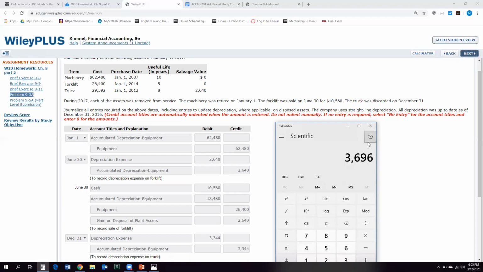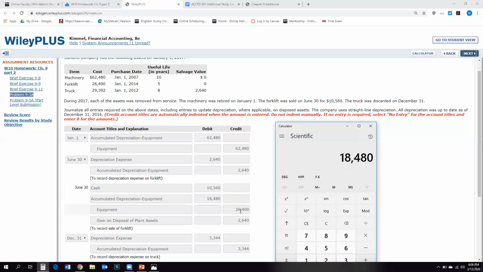26,400 divided by 5, and then so 18,480 would be the balance of our accumulated depreciation account. So to bring that account to 0, we'll debit the account 18,480. Our equipment, that's the cost account, right? That's listed under the assets.